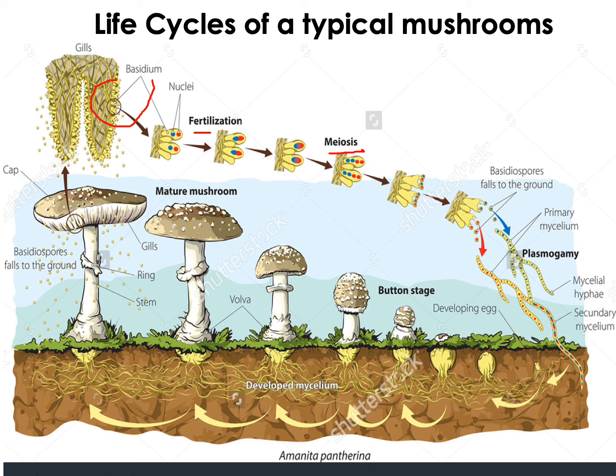So the basidiospores are released. Basidiospores fall to the ground, and then they germinate. The spores result in haploid hyphae. Haploid hyphae then will fuse, which is cytoplasmic fusion, resulting in a dikaryotic mycelium. So that is the typical life cycle of a mushroom.